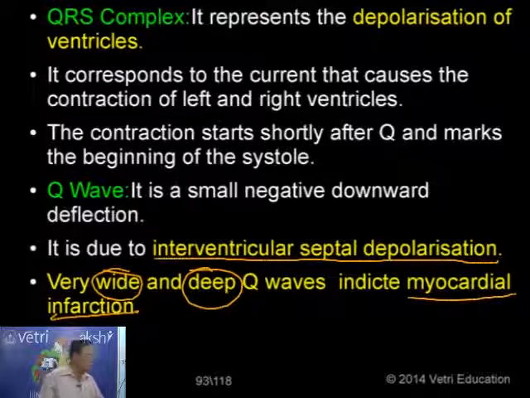So what do you mean by infarction? Localized death of the heart muscle. At a particular region, the death of the muscle occurs. Here the heart muscle, and that is called myocardial infarction. This is because of improper supply or no supply of blood to that particular region of the heart, leading to myocardial infarction. So if the Q wave is very deep and wide, one can determine that the person is having myocardial infarction.